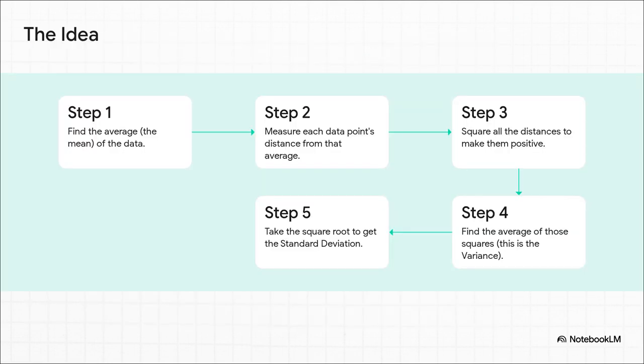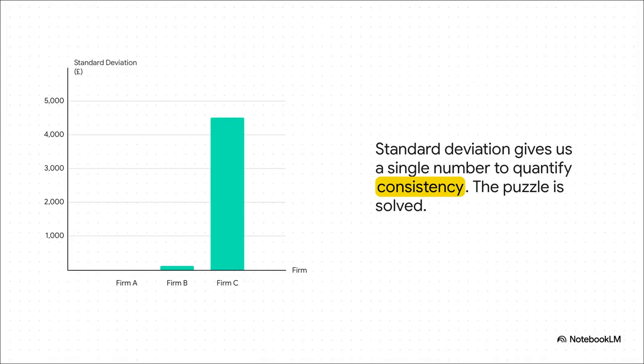Now, the formula can look a little intimidating, but the idea behind it is actually pretty straightforward. First, you get the average. Then, you measure how far every single data point is from that average. Now, since some distances will be positive and some negative, you square them all to make them positive. You take a special kind of average of those squared numbers, that's called the variance, and finally you just take the square root of that to get back to your original units, like pounds or dollars. And that's it. That's your standard deviation. And just look at the payoff.